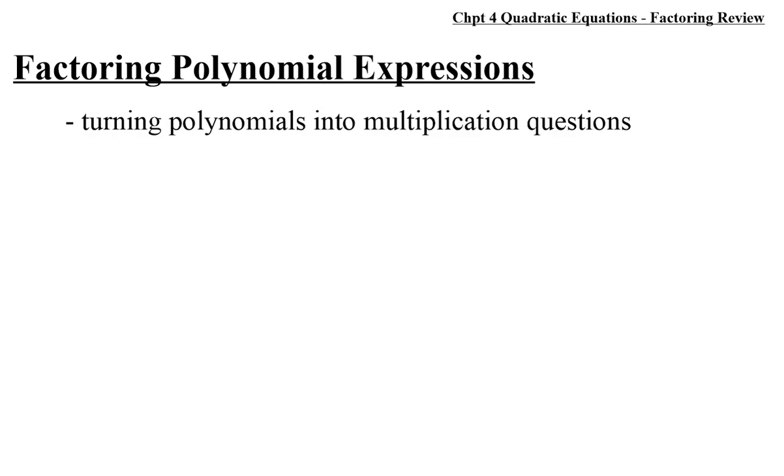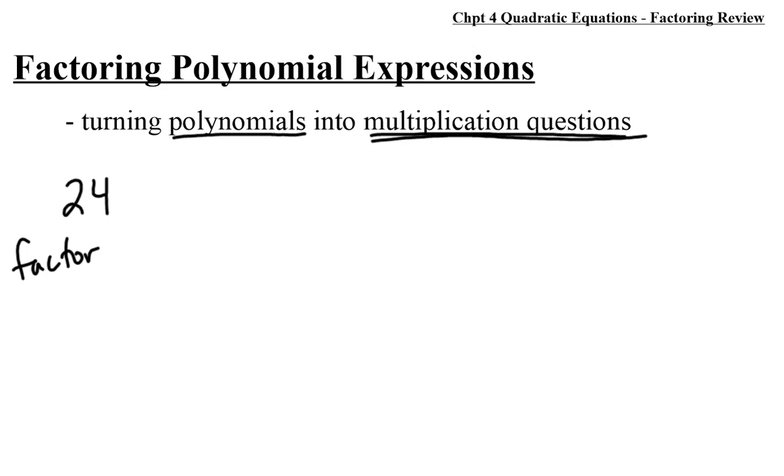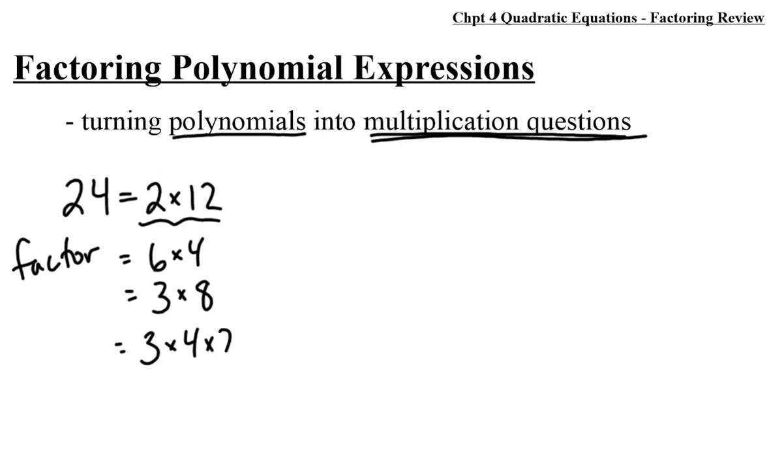So real quick, what is factoring? Factoring is turning polynomials, or for that matter, anything, into a multiplication question. So it could be something as simple as 24. If I want to factor 24, I want to create a multiplication question. Well, that means this could be 2 times 12. I factored it. It's now a multiplication question. It could be 6 times 4. It could be 3 times 8. It could be 3 times 4 times 2. All of these are factored forms of 24.